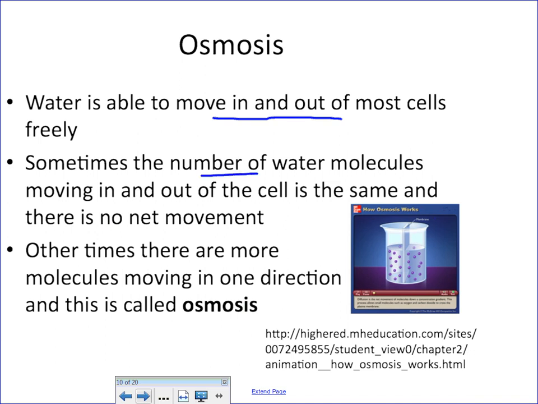So sometimes the number of water molecules moving in and out of the cell is the same, and there is going to be no net movement of water. So you have equal concentrations of water inside the cell and outside of the cell. Other times there are more molecules moving in one direction than the other, so you get more molecules moving out than in, and this is referred to as osmosis.